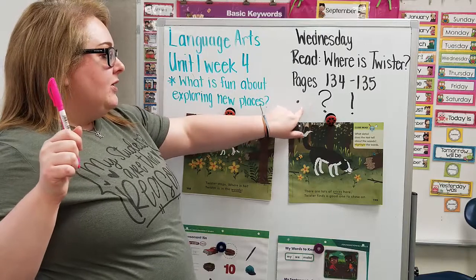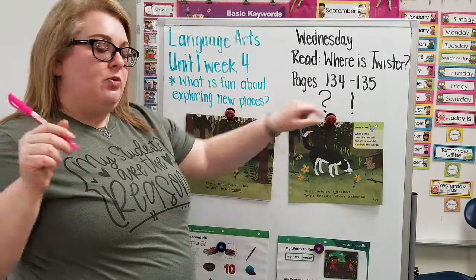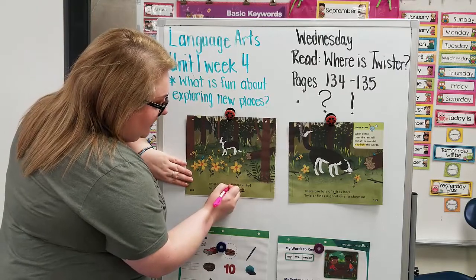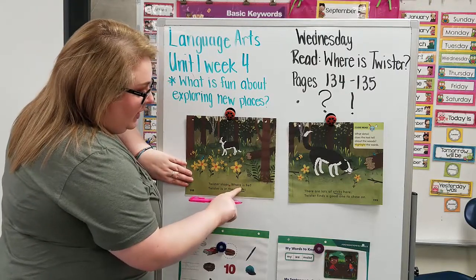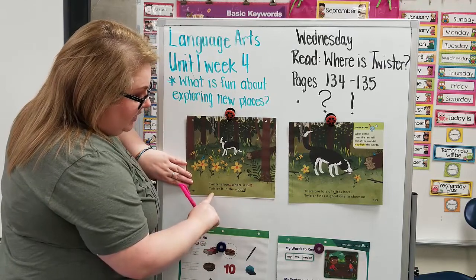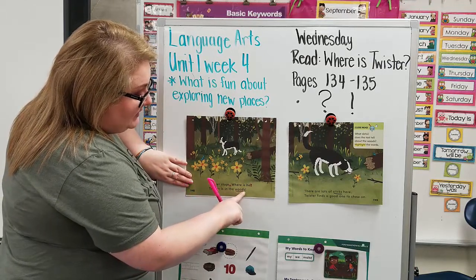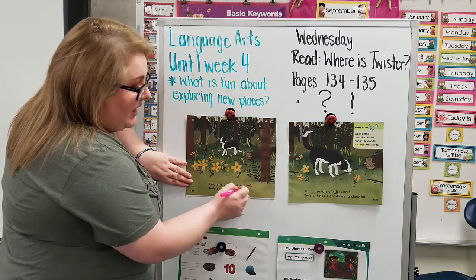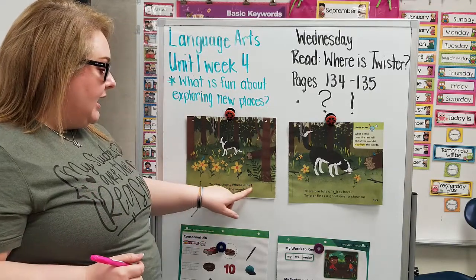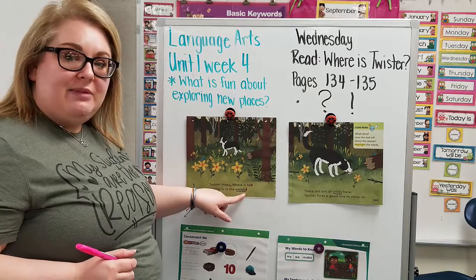So with our highlighter, we're going to look at the sentences again, and we're going to highlight the period, the question mark, and the exclamation point. Okay? Twister stops. Highlight that period. Where is he? There's a question mark. Go ahead and highlight it. Twister is in the woods. Exclamation point. Look at that. We had all 3 in the first page. We had a period, a question mark, and an exclamation mark.